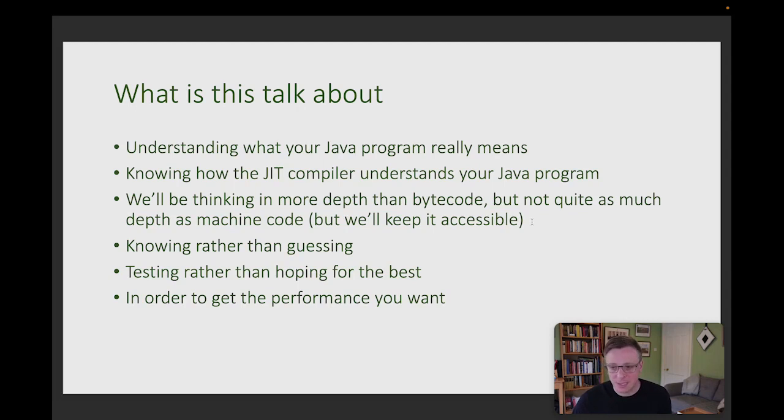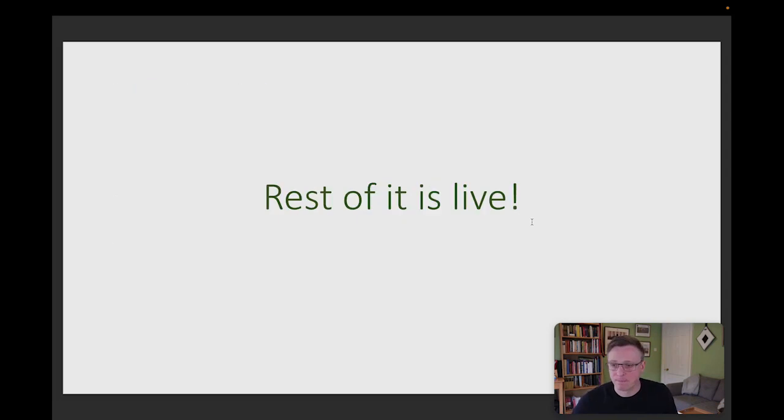It's about testing rather than hoping for the best. We can use some of the techniques I'm going to talk about in this talk to test the performance of Java applications, again rather than simply relying on what you think it should do. We can test how it should optimize, and all of that is in order to get the performance we want. So we're talking about contexts where we want high performance out of our Java applications, and how do we do that and how do we test it. But the rest of this talk is live, so we'll move to a live demonstration.